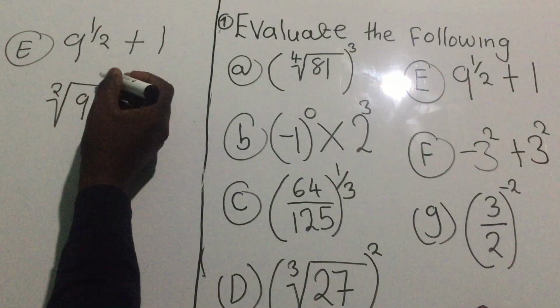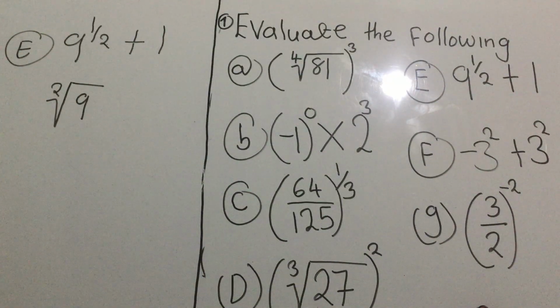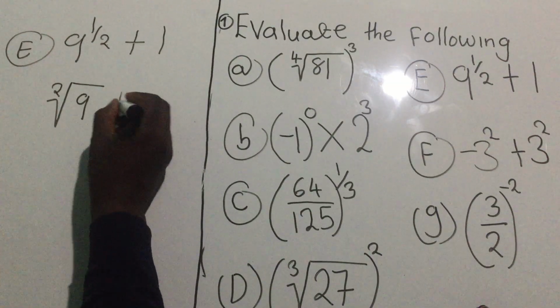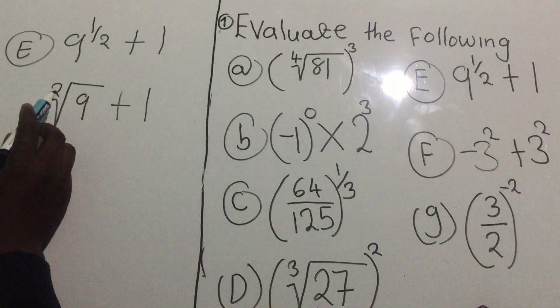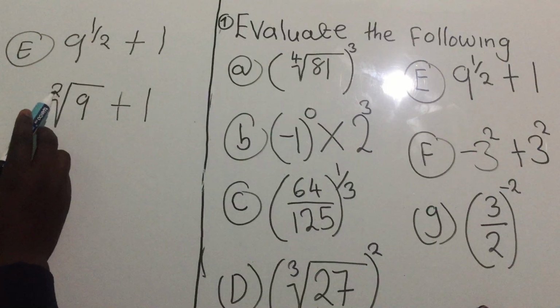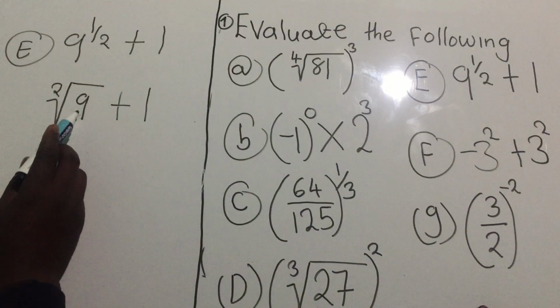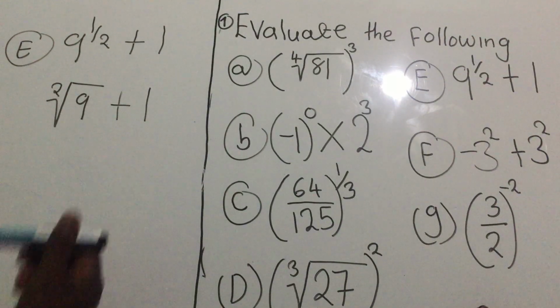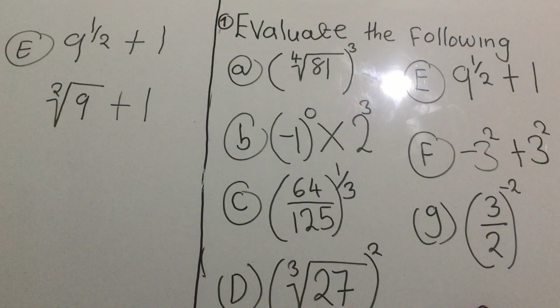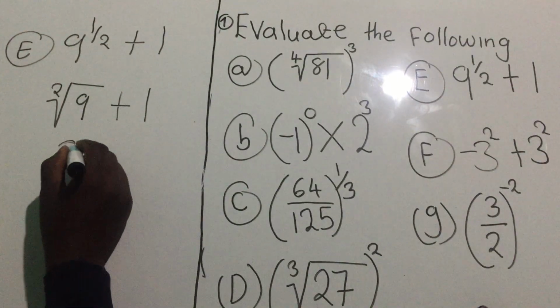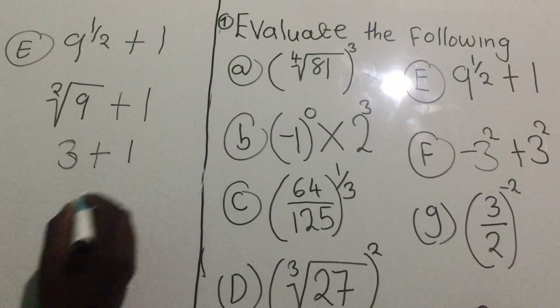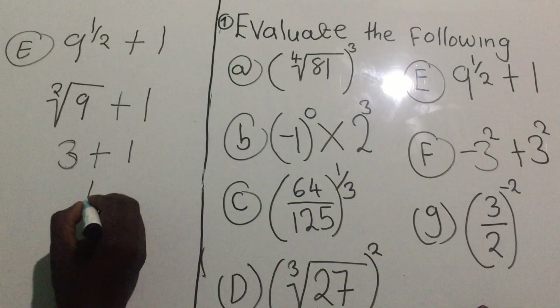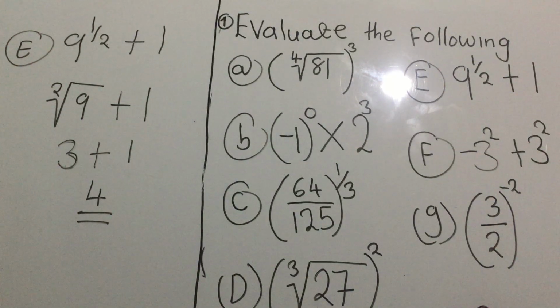Now there is no need of putting a power because it's 1. Unless if it was 2 or 3, that's when you can put it as a power. Don't forget that there is plus what? 1. So this one, it simply tells you, look for the number. When you multiply it 2 times, you should get 9. So which number is that? We know that it's 3. When you multiply 3 2 times, you get what? 9. So it's 3 plus what? 1. So what is 3 plus 1? You get 4. So that is your answer.